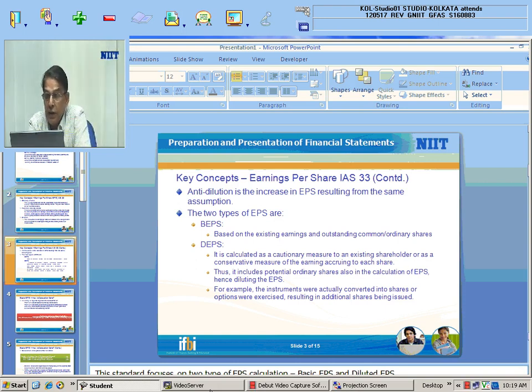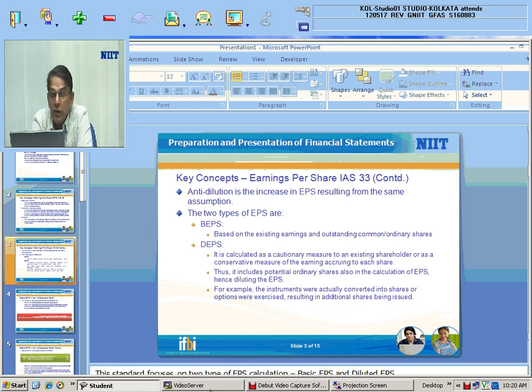DEPS is calculated as a cautionary measure to an existing shareholder or as a conservative measure of the earning accruing to each share. It includes potential ordinary shares also in the calculation of EPS, hence diluting the EPS. For example, the instruments are actually converted into shares or options are exercised, resulting in additional shares being issued. So diluted EPS, when you calculate, is basically a conservative measure of the earning accruing to each share. So we are assuming that the instruments which are potential ordinary shares are actually converted into shares, or options available to shareholders or warrants available to the warrant holders are exercised, resulting in additional shares being issued.